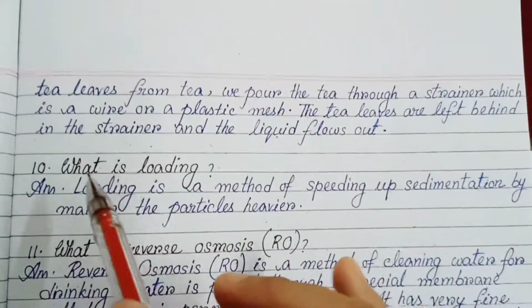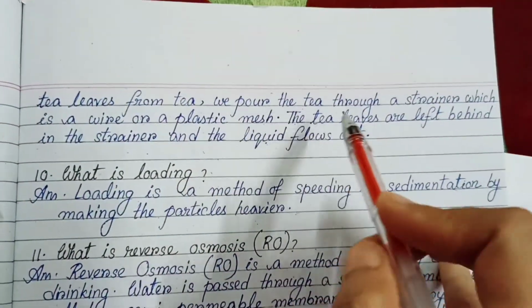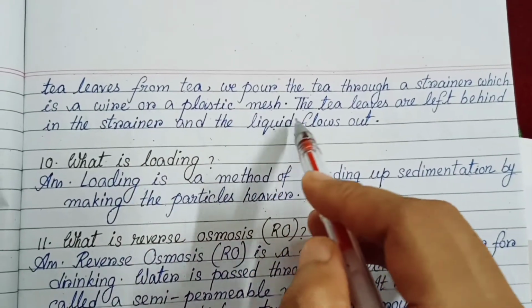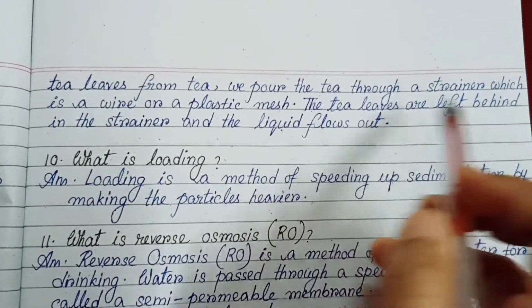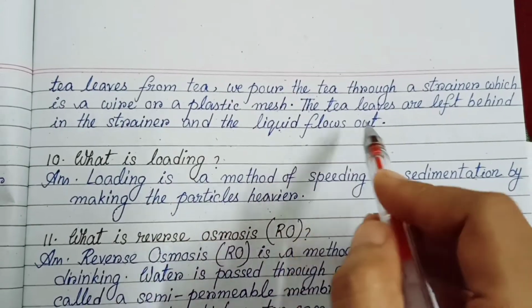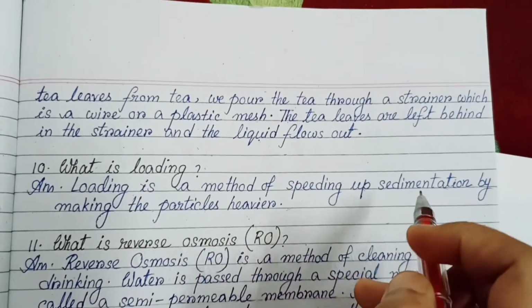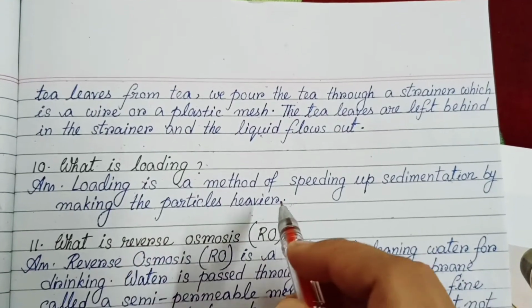Example, to separate tea leaves from tea, we pour the tea through a strainer, which is a wire or a plastic mesh. The tea leaves are left behind in the strainer and the liquid flows out. What is loading? Loading is a method of speeding up sedimentation by making the particles heavier.